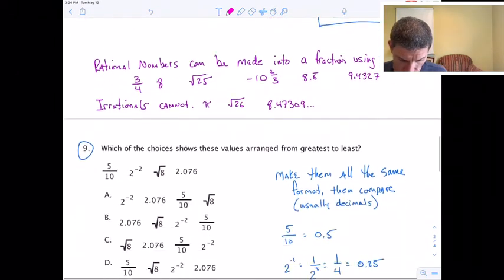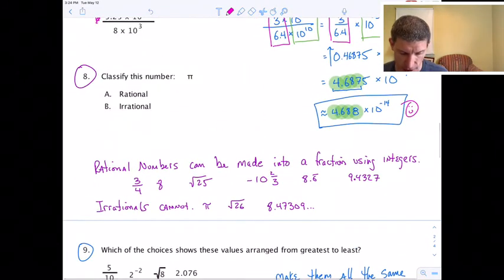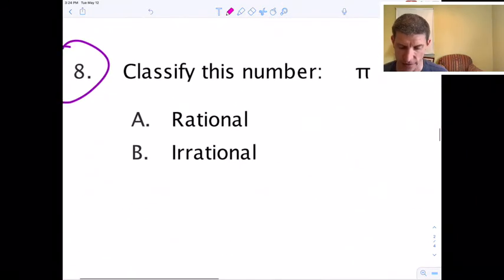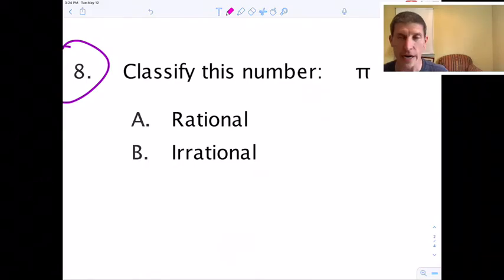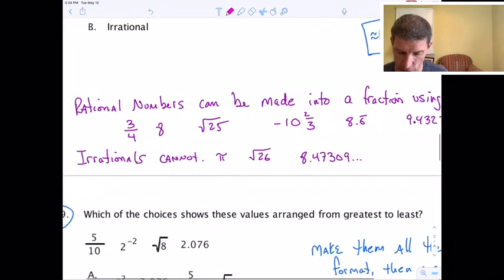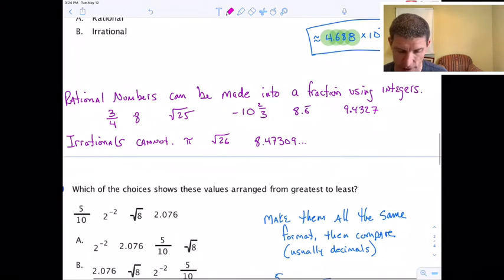Now, last 3, I guess. The number 8 I have in purple. Classify this number. Now, this particular one is pi. You could have a variety of different options here. So I made you some very generic notes that you can remind yourself of.